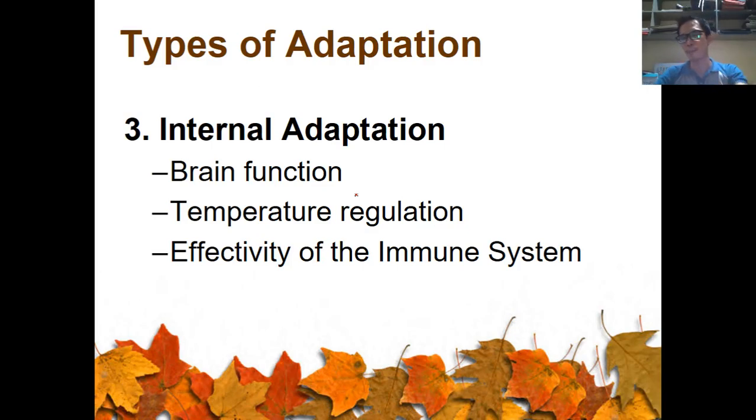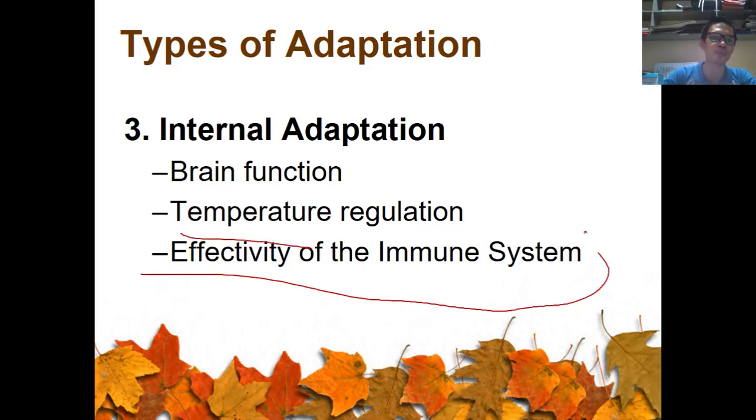Alright, the third type of adaptation is the internal adaptation. One of those examples here, we have the brain function, temperature regulation, and the effectivity of the immune system. So what we are talking about here is the ability of the internal organs to adapt to certain changes in the environment and regulate the body temperature, or regulate the body itself of the organism in order for them to survive. So that's the reason why we have what they call the cold-blooded animals, the warm-blooded animals, and some brains of these animals are used for different purposes.